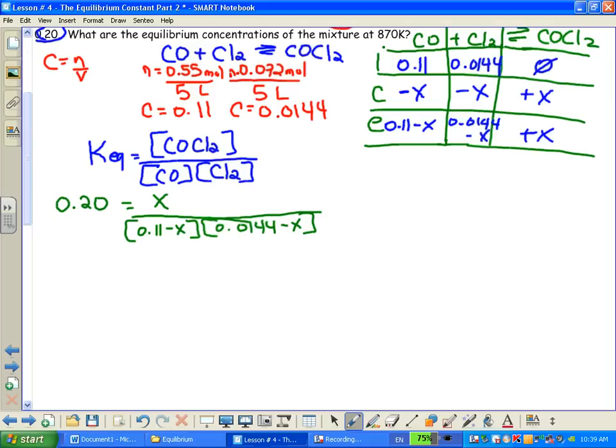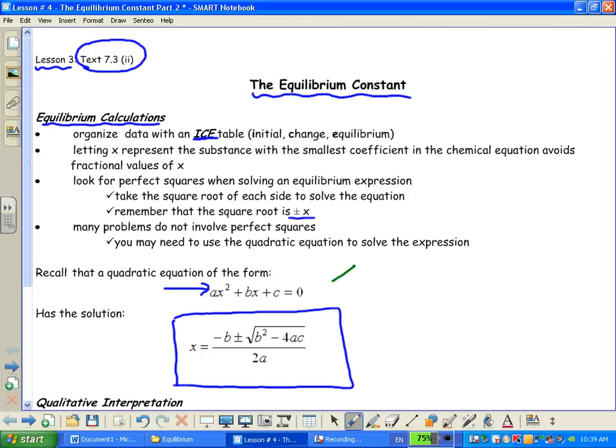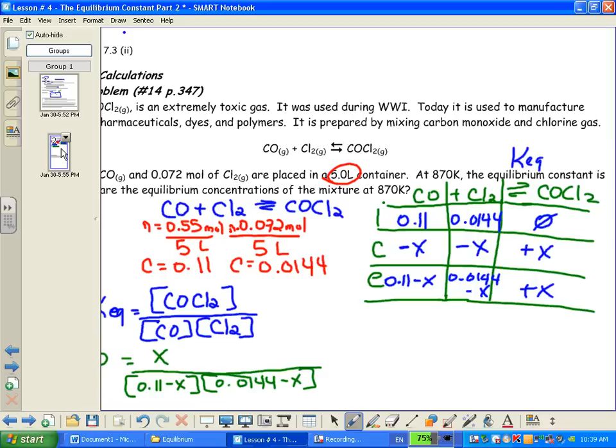Okay, so you'd set it up like that. And now our goal is to make it so that it matches our quadratic form like this. So we want to put all of our x squareds together, all of our x's, and all of our regular terms together. So let's go back and set that up.